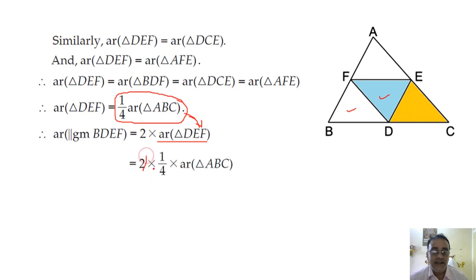Now this 2 will be cancelled. ये दोनों cancel हो जाएगा और यहाँ कितना मिलेगा? 2. So we got half into area of triangle ABC. यही proof करना था last bit में. Any doubt in this section?